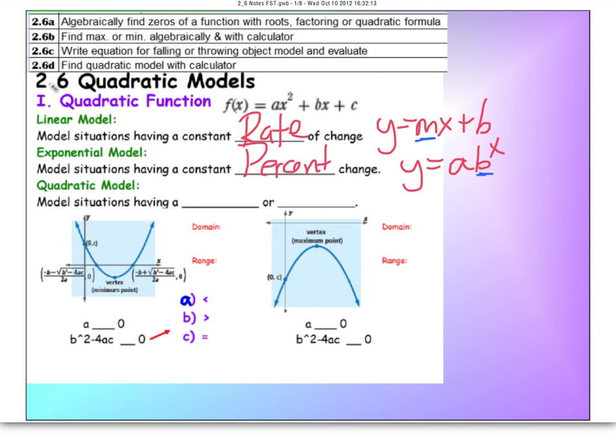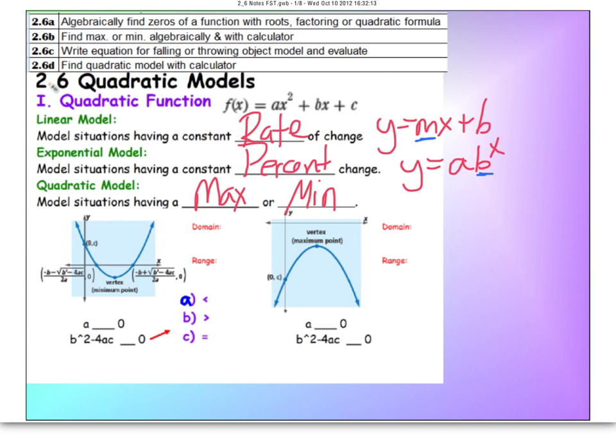Now, quadratic models are of the format, again, that we see up here, ax squared plus bx plus c. When you graph them, they have a parabolic shape. Now, in those parabolas, there's two key things you're going to see. You're going to see a minimum point or a maximum point. So quadratic models are models that have situations that have a max or a min to them.